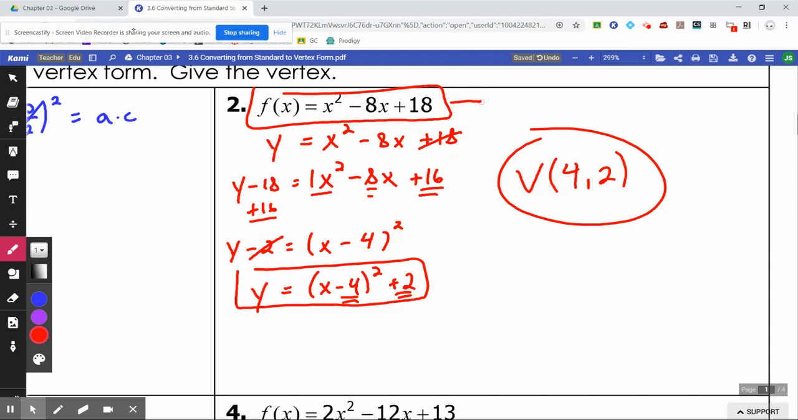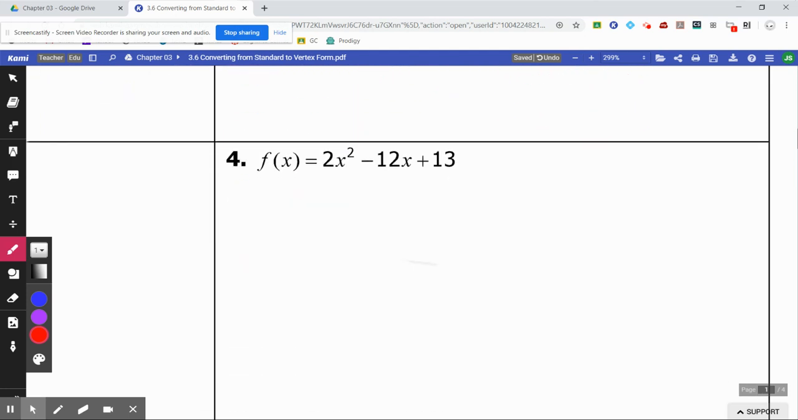Now, could I take this and use the whole x equals negative b over 2a? b is negative 8, so that'd be 8 over 2, you get 4. Would it give you the exact same answer? Yes, it would.